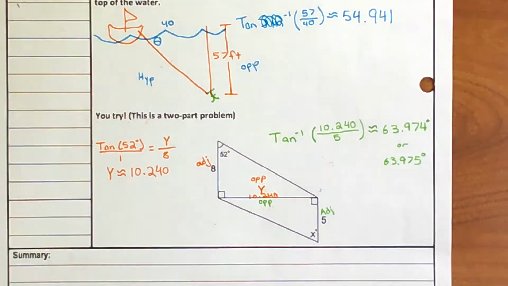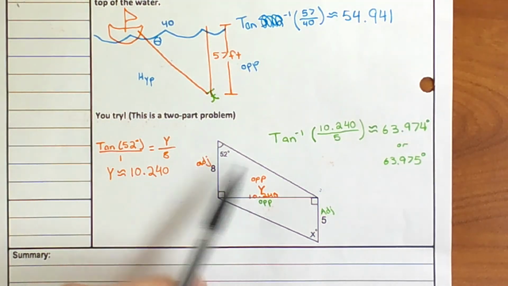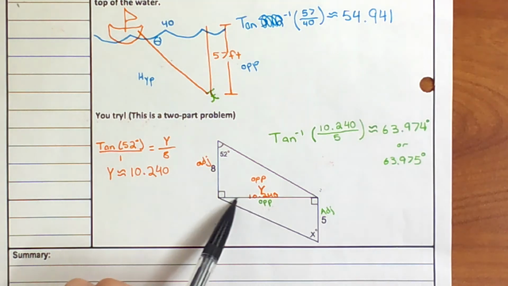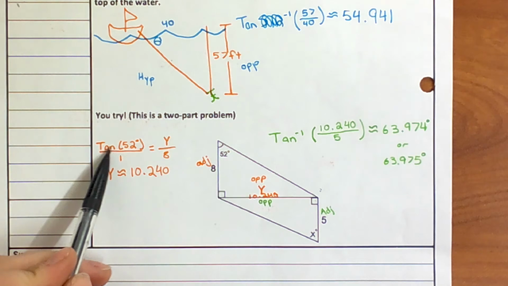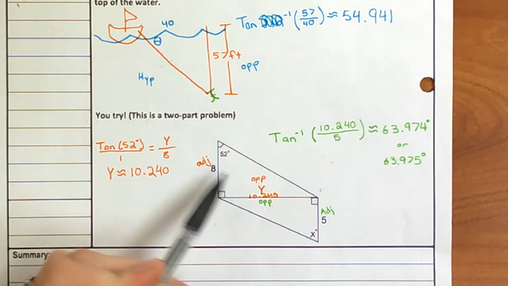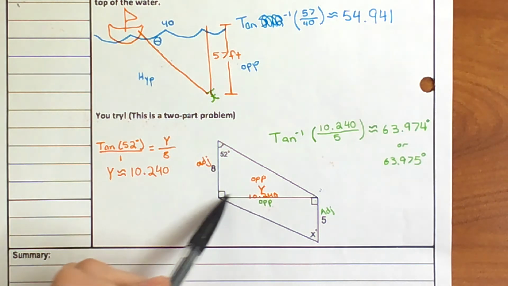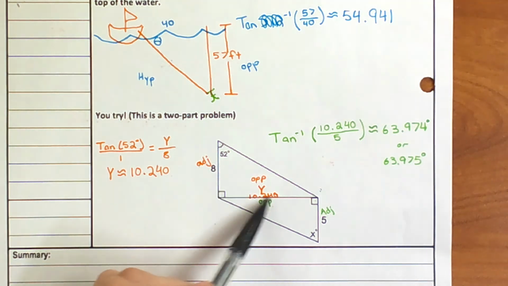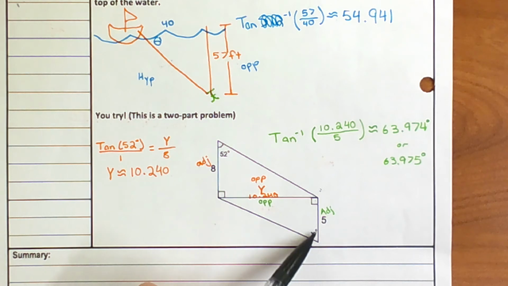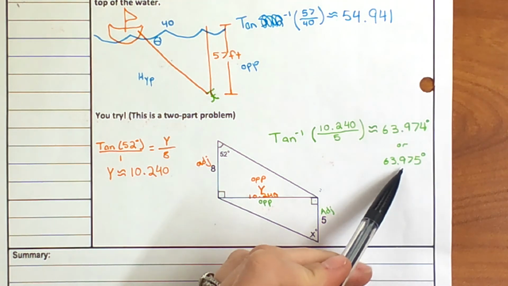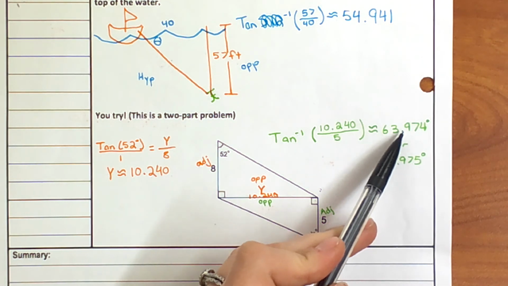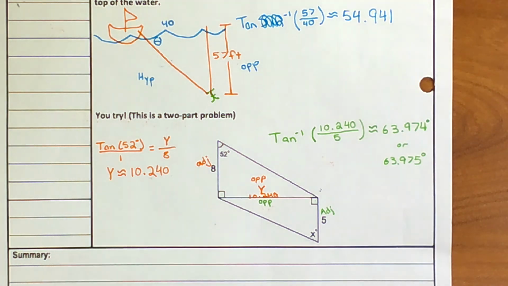For the last one, this is a two-part triangle. So this was a regular trig problem, and I found the shared side of the triangles. I used tangent for opposite over adjacent, and I got that this side right in the middle was 10.240. Then I used that information to solve inverse tangent, because I knew opposite and adjacent on this triangle, to find my x, which is about 63.975 or 63.974, depending on how you rounded.